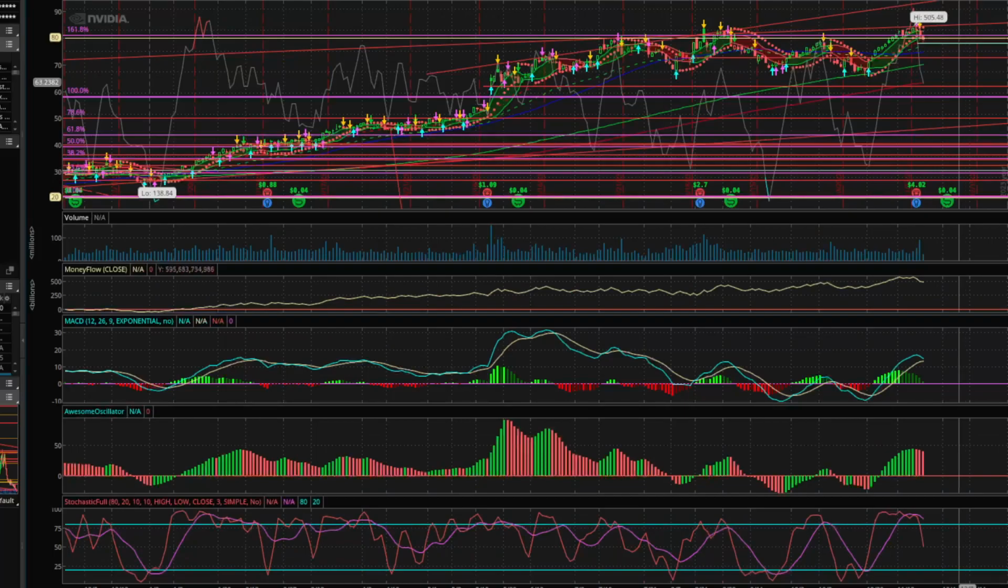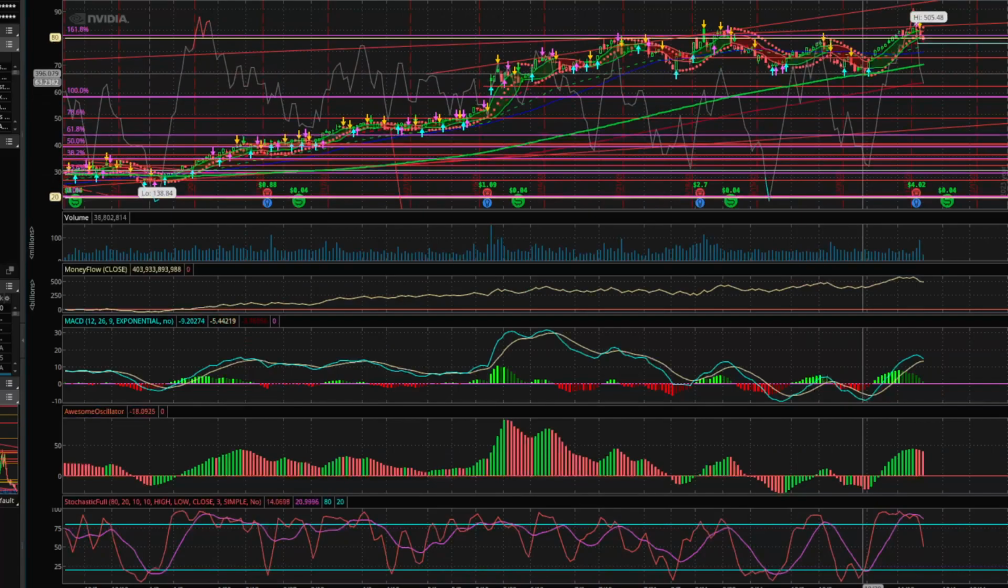Now, can they continue picking it up? Yes, of course they can. You can see right here, if you look at an example right here, you had a stochastics rollover right there, and you had a drop from $465 down to $396.